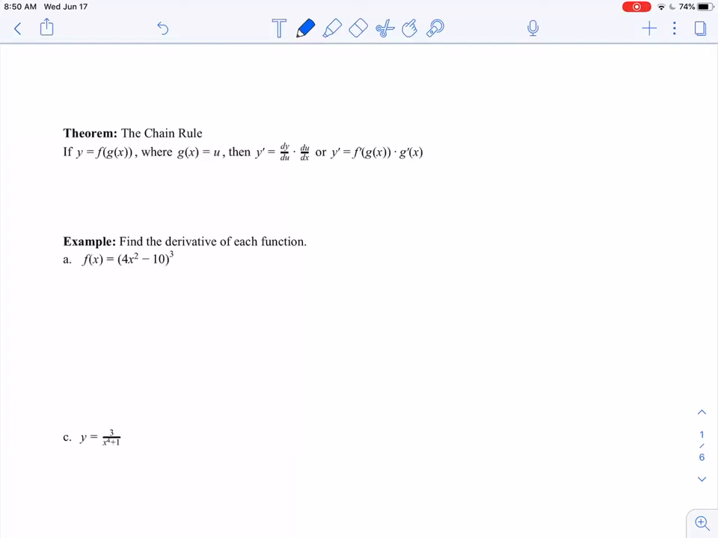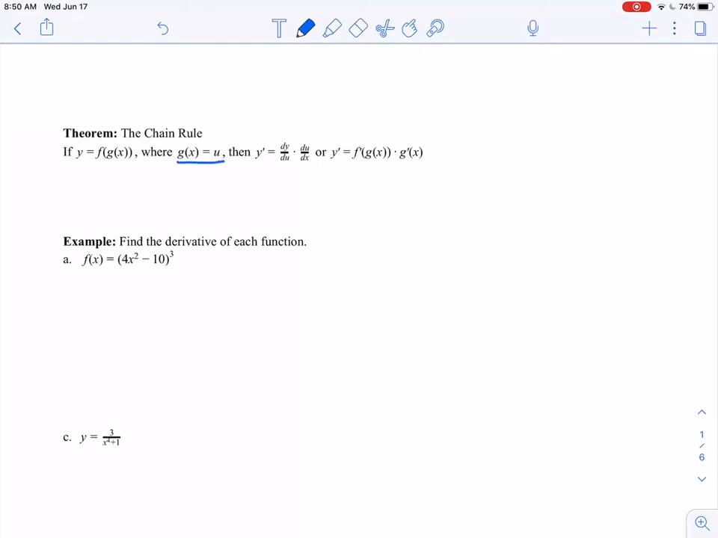Now that we've done some review of composite functions, I think we're ready to start talking about the chain rule. So let's dive in. It says if y equals f of g of x. So it starts off by assuming that we have some sort of composite function, some sort of function inside of another function, which is why we needed to talk about that in the last video.